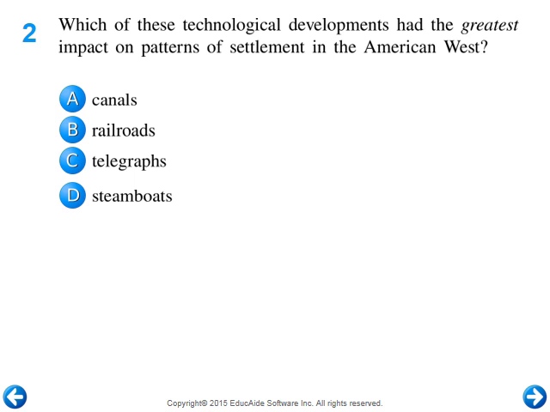I liken this one to our modern interstate system. Most people in this country live very close to the interstates. During this particular time period, though, the interstates would actually be like the railroads. So I'm going to say it's B.